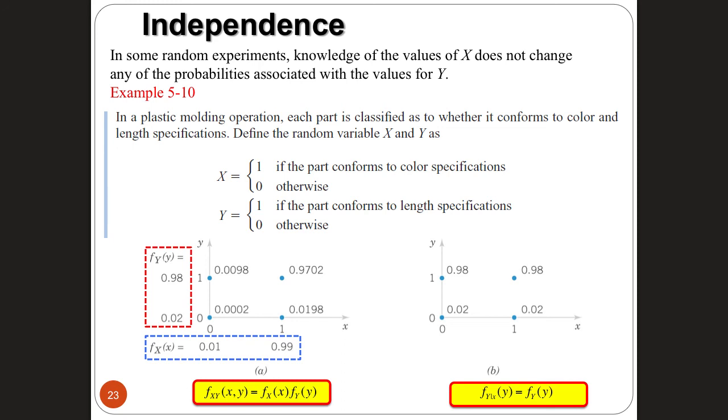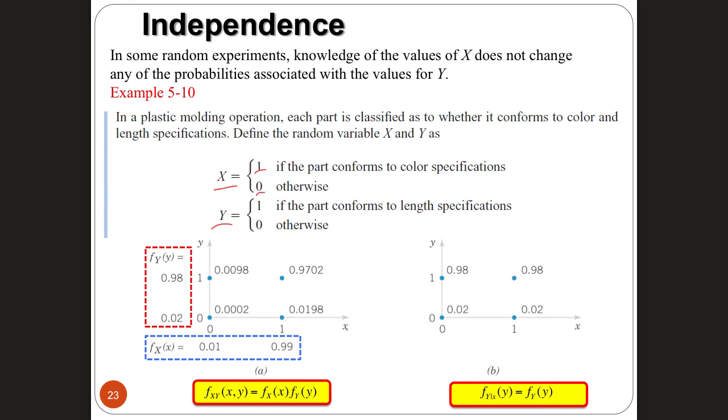And here's an example of checking independence. You have a plastic molding operation, and each part is classified as to whether it conforms to the color and length specifications or not. So there are two classifiers. One says whether it conforms to color or not, and we call that the random variable x. The other says whether it conforms to length or not, and we call that the random variable y. It is 1 if it conforms, and 0 if it doesn't conform.